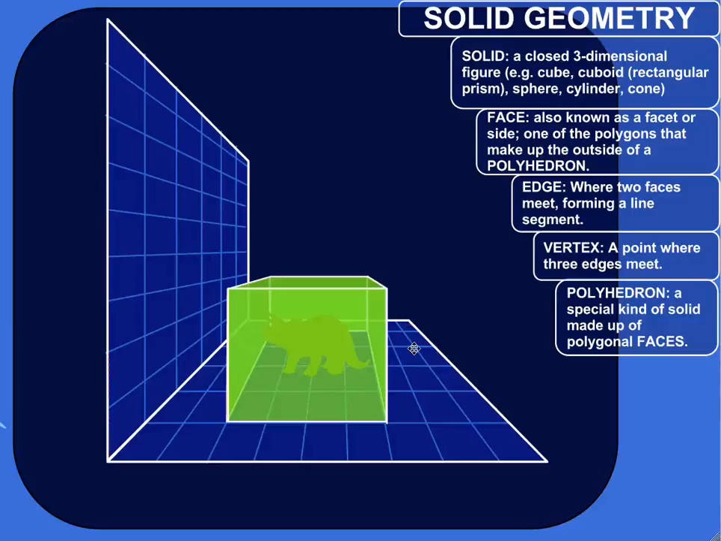Alright, so let's talk about some vocabulary for dealing with solid geometry. That's the geometry of 3D objects. First of all, what is a solid? A solid is what we call a closed three-dimensional figure.